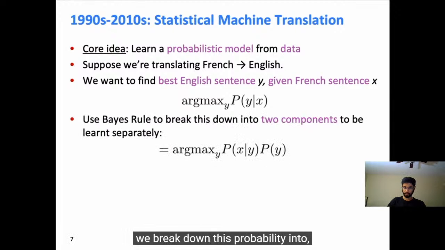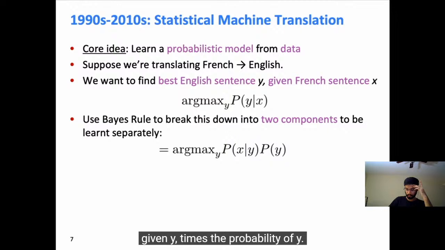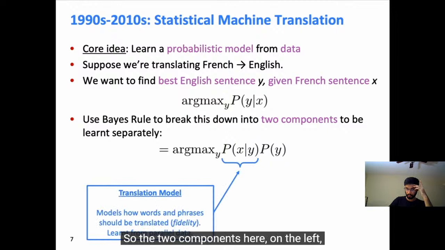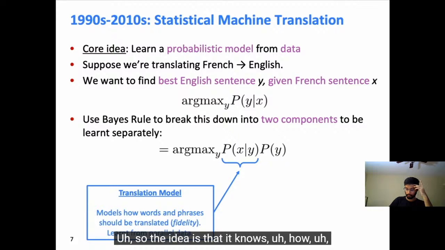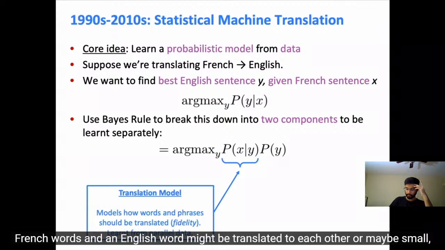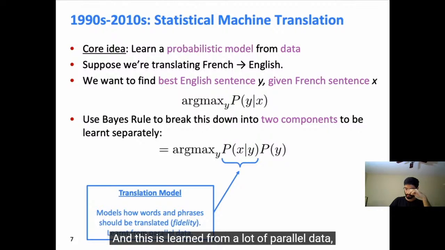So what we usually do is we break down this probability into its two components using Bayes' rule. This means that finding the y that maximizes the probability of y given x is equivalent to finding the y that maximizes the probability of x given y times the probability of y. So the two components here, on the left we have a translation model, and this is keeping track of how words and phrases should be translated. The idea is that it knows how French words and English words might be translated to each other, or maybe small phrases and chunks of words should be translated. And this is learnt from a lot of parallel data, and I'll be telling you later how we do that.